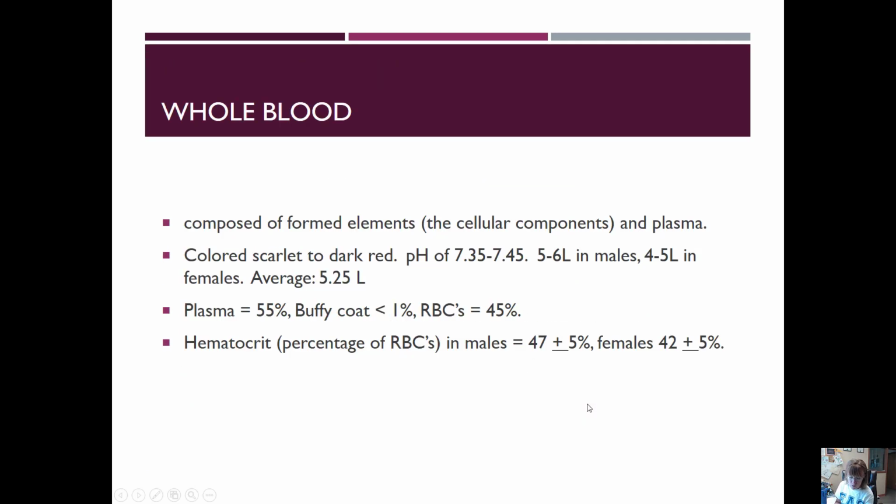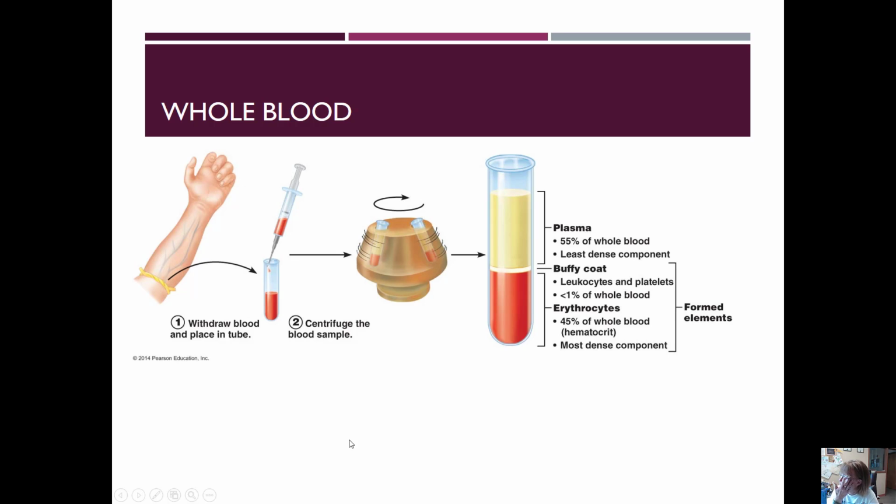So let's do composition first. We'll come back to the functions. As far as composition is concerned, there are three parts to the blood: plasma, buffy coat, and the red blood cells, and I'll discuss these things momentarily. But here are just some basic characteristics of what we see in whole blood. If we remove some blood and spin it down, you'll see that the blood does divide into its three different parts. We have the erythrocytes, made up of just the red blood cells, which we also call the hematocrit, and I'll come back to that in a minute.